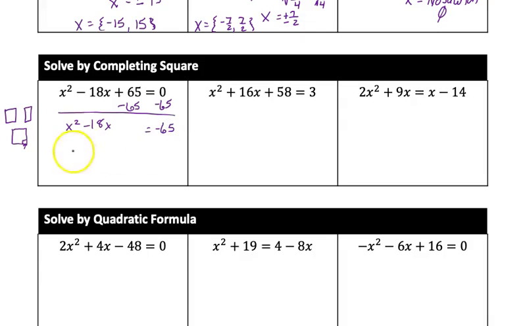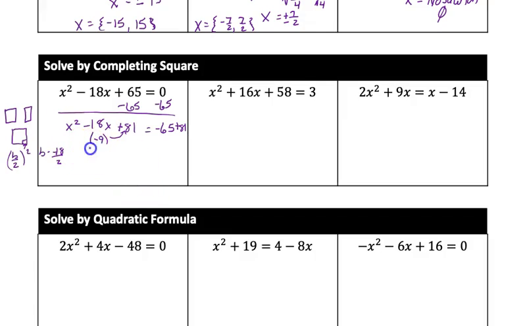Now, remember we talked about what this area was, and we started by saying, well, that is the b divided by 2. So first thing I'm going to do is take the b and divide it by 2. So that would be negative 18 divided by 2. Well, that would be negative 9, right? So that would be the b here, and I want the area, so I'm going to have to square it. So negative 9 squared is 81, so I'm going to add 81. What I do to one side of an equation, I must do to the other.